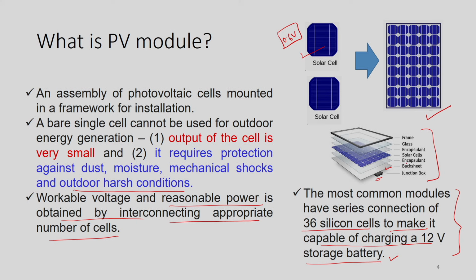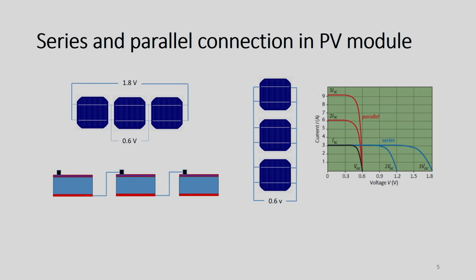And then on top of it we will have encapsulant, and then solar cells are placed, and again at the top of the solar cells we will have encapsulant, then glass, then frame. You see, different layers compose a module, right. Now, let us see how these modules are connected in series and parallel.